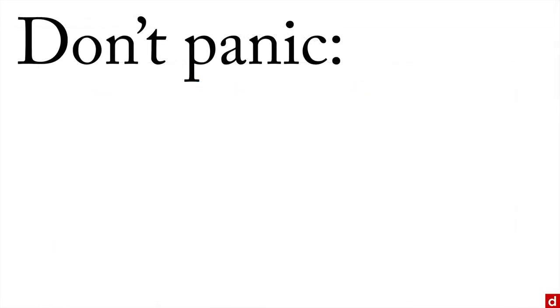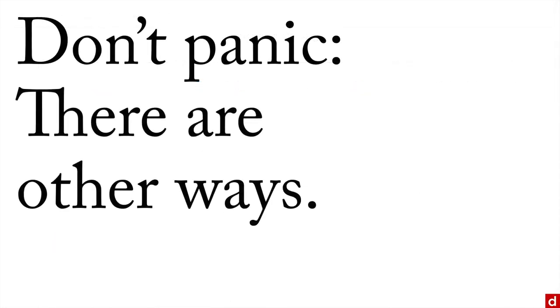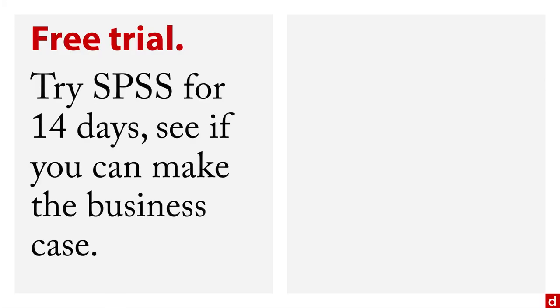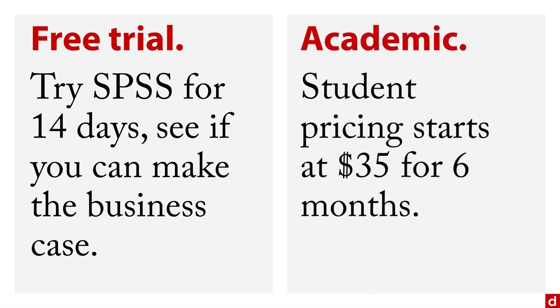However, I want to say this, don't panic. There are other ways aside from having to, like, you know, sell your house to get SPSS. Number one, there is a free trial, and you can download SPSS and you can try it for 14 days. And during that time, the best way to do this is see if you can make a business case and get somebody else to buy it for you. There is also academic pricing. Student pricing for SPSS starts at $35 for 6 months. It's not the super duper version, but it is absolutely sufficient for doing the majority of academic research.